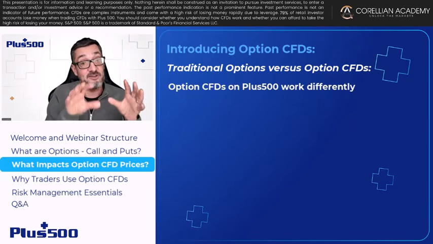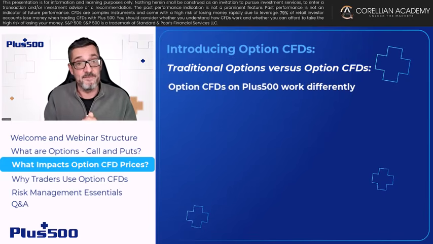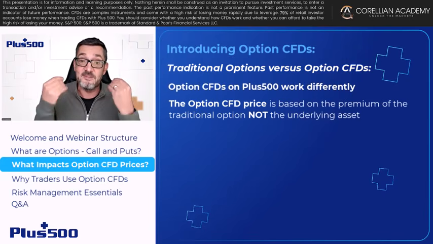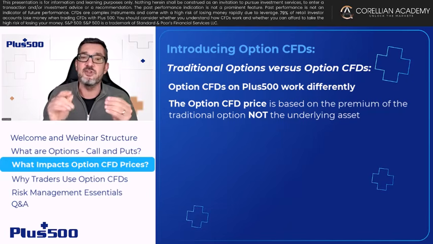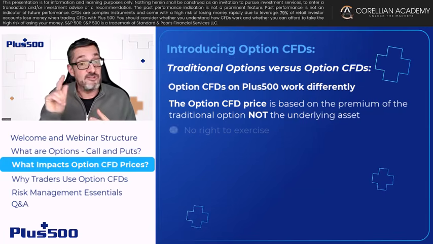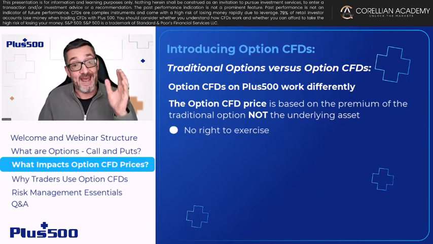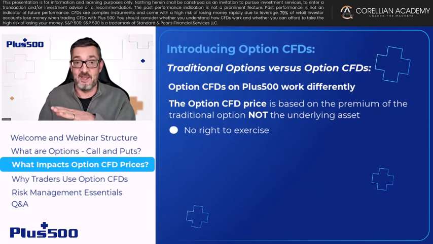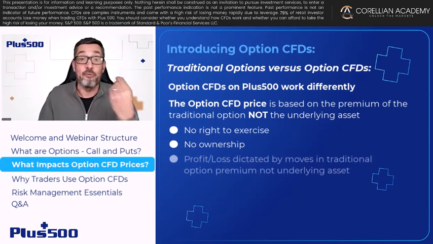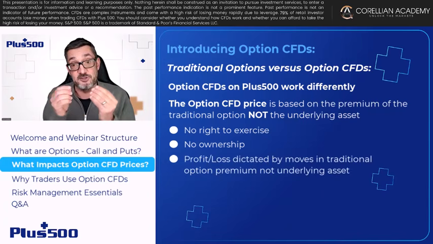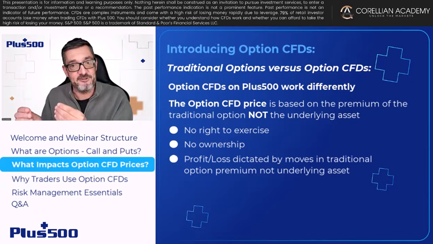Option CFDs on the Plus500 platform work differently. An option CFD's price is based on the premium of a traditional option, not the underlying itself. Here are the core features that you need to know. There is no right to exercise. You cannot buy or sell the underlying asset through an option CFD. There is no ownership. You don't own the option contract. You're only trading its price movement. Your profit or loss comes from changes in the option's premium, not the underlying asset.